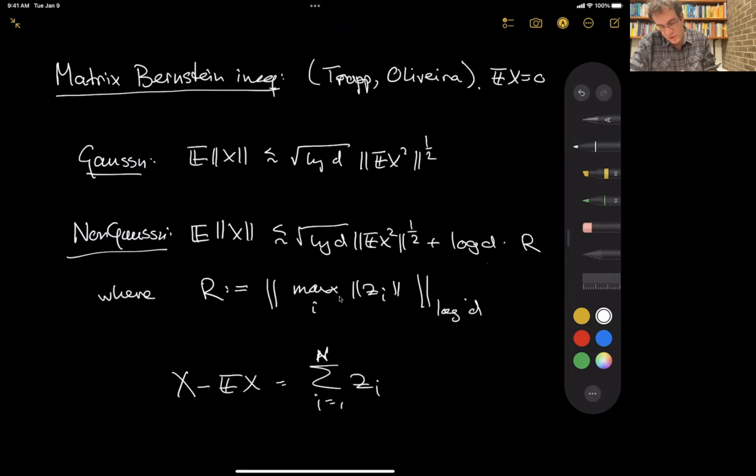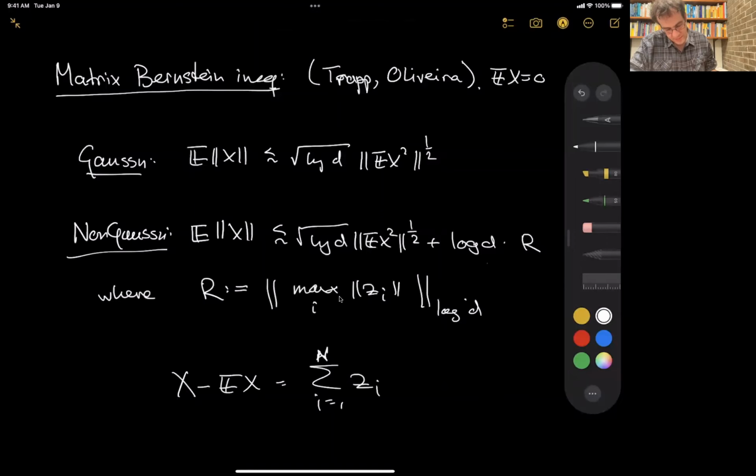But even if you're in a situation when the second term is negligible, you still have all of the drawbacks of the Gaussian bound, right? Because you still have this square root log D here, and in most examples, that square root log D shouldn't be there. So in most examples, this Gaussian bound is inefficient, and therefore the non-Gaussian bound is also inefficient. Okay. So, good.